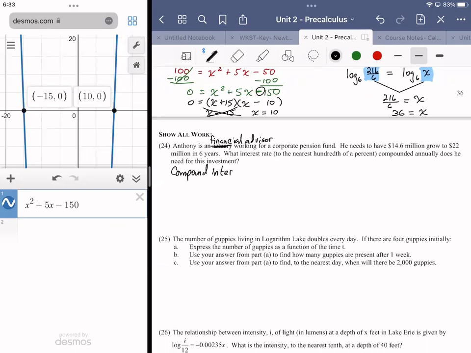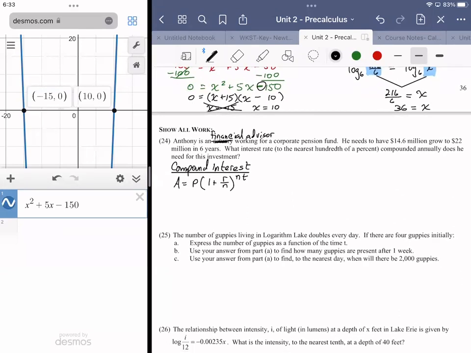There are a few formulas for it. The one that this problem is calling for is A equals P times (1 plus R over N) to the NT power. All right. So the A, the P, the R, the N, the T, they all stand for certain things in real life, but practically speaking, we always refer to them as something else.